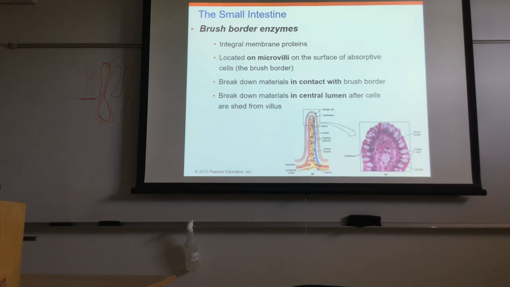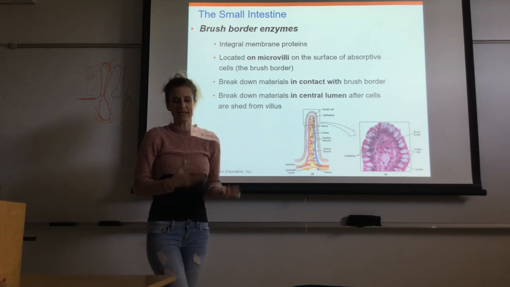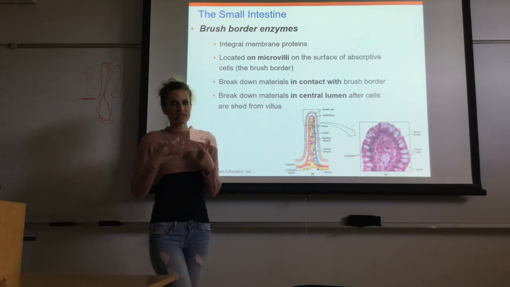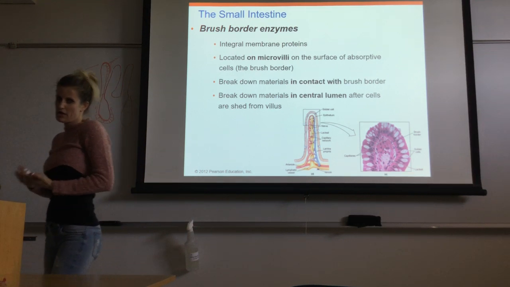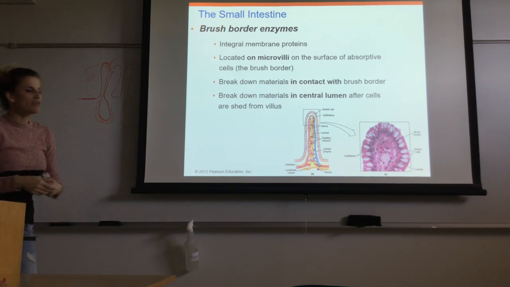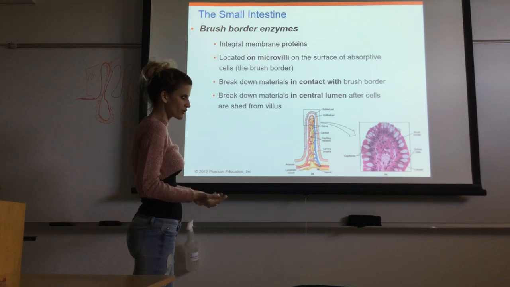So we mentioned brush border enzymes. And I said that brush border enzymes are the main enzymes that are going to come from the intestinal glands. So the enzymes that are actually made in the intestines are the brush border enzymes. We call them brush border enzymes because they're attached to the brush border, right?